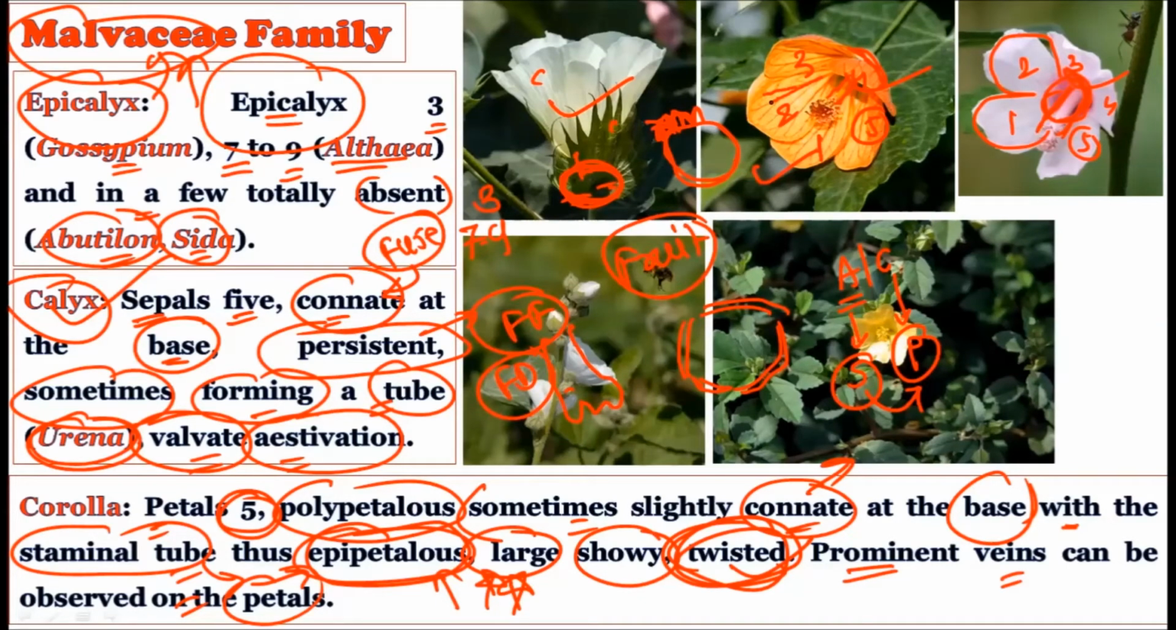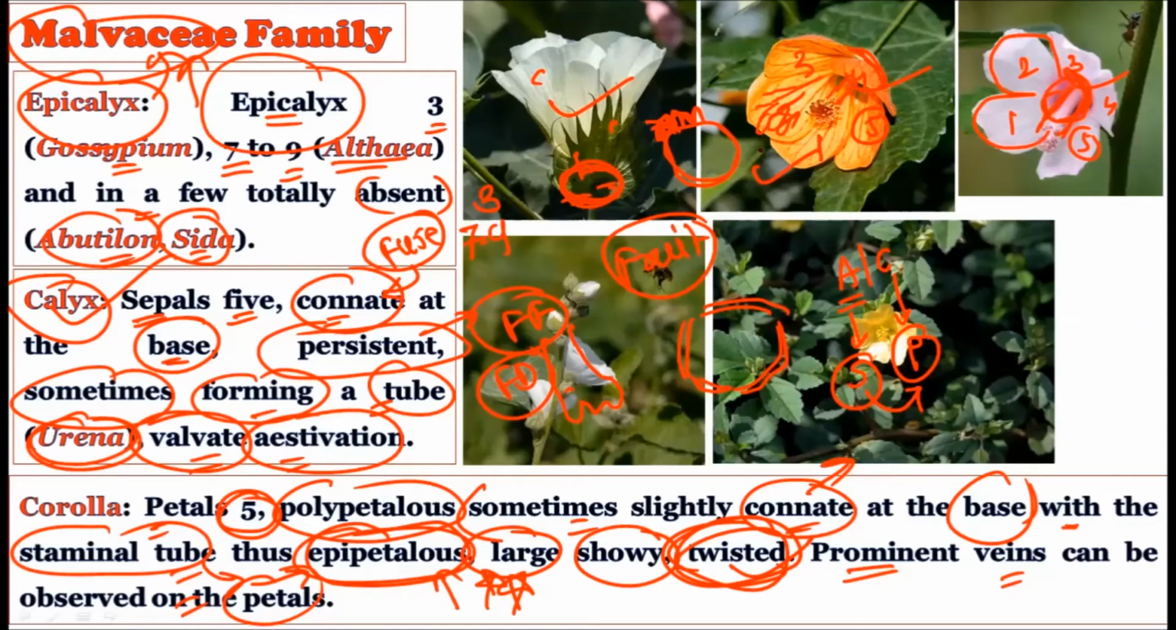Okay, see how the veins can be easily observable in the flowers of the Malvaceae. Again, this is a very important and unique characteristic feature of the Malvaceae family, that they show very prominent veins in their flowers. In their flowers you will definitely find very prominent veins in the petals.